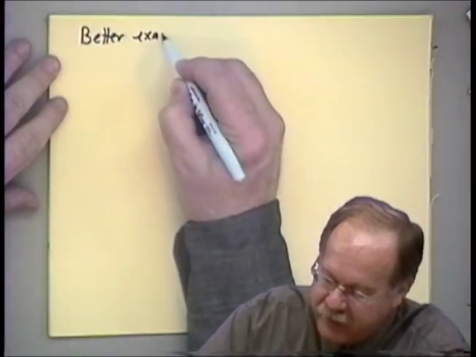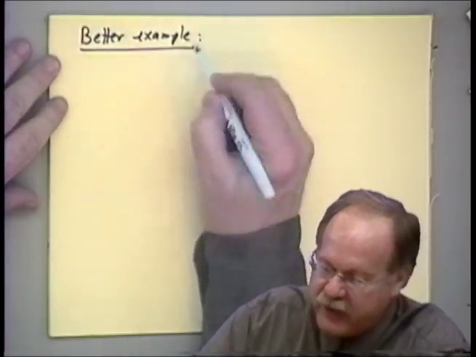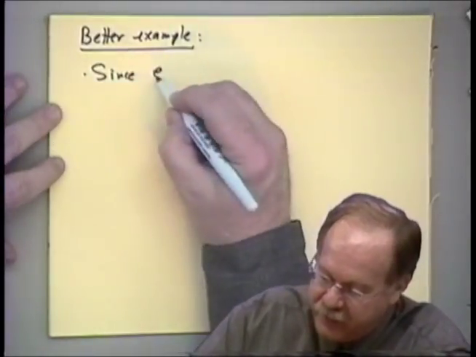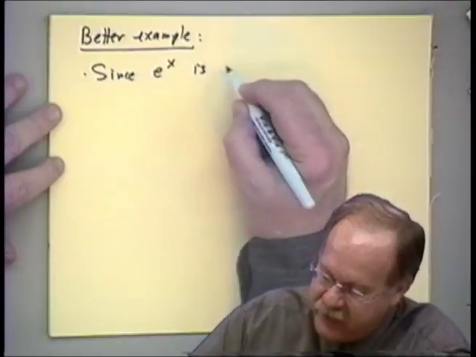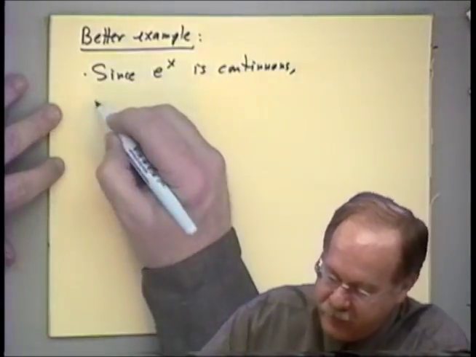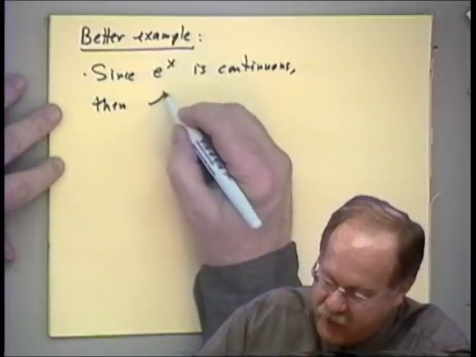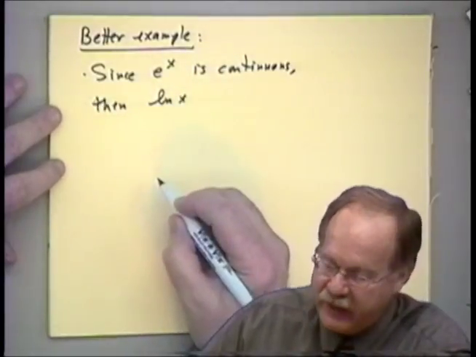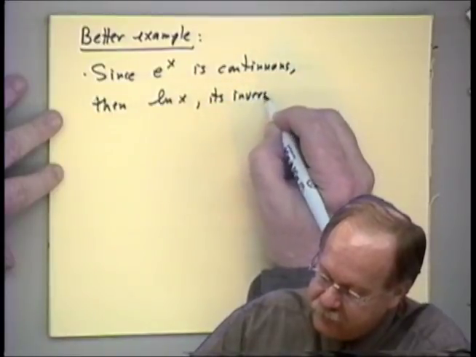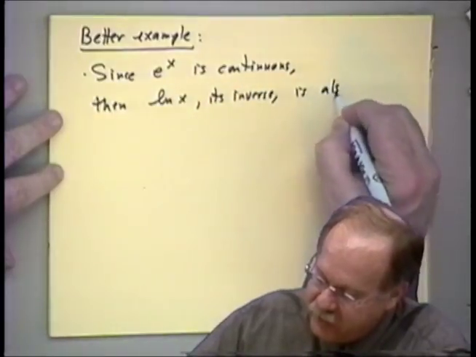A better example of this is to use inverse functions that everybody knows. Here is the statement we can make here. Since e to the x is continuous, we'll think of e to the x as our original function here, then its inverse function, which we know is the natural log of x, is also continuous.